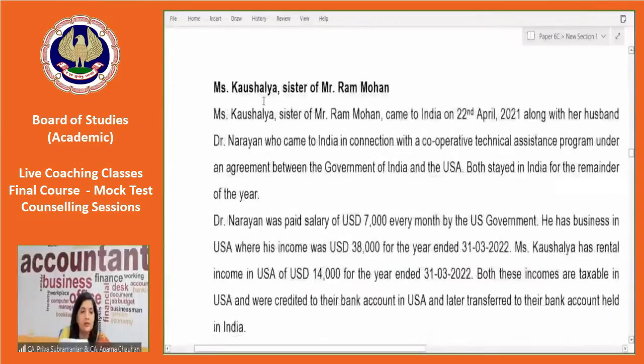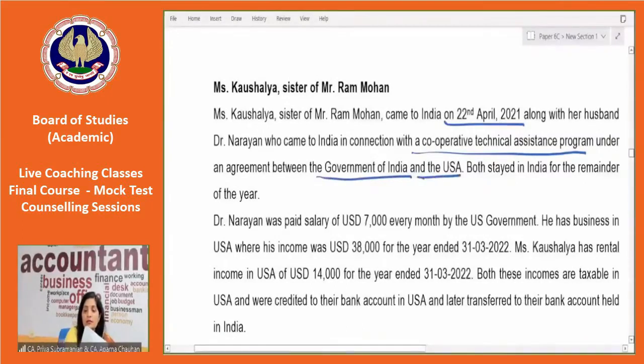Next facts: Miss Kaushalya, sister of Mr. Ram Mohan, came to India on 22nd of April 21 along with her husband Dr. Narayan, who came to India in connection with a Cooperative Technical Assistance Program under an agreement between the Government of India and the USA. Both stayed in India for the remainder of the year. They are in India only.